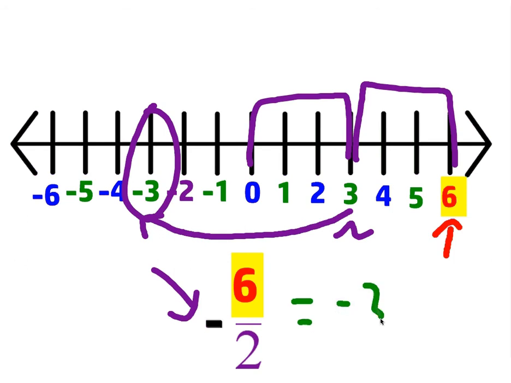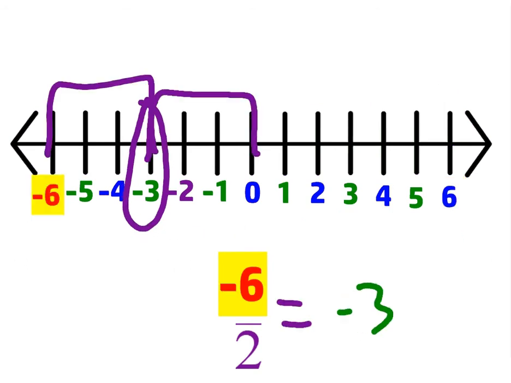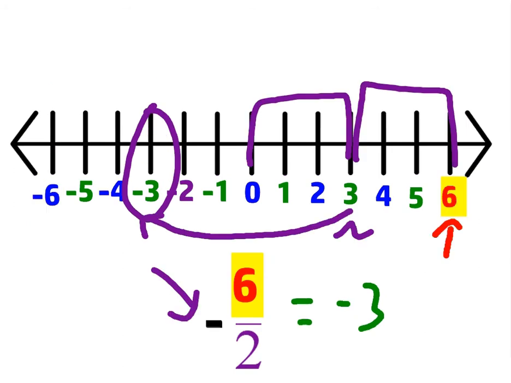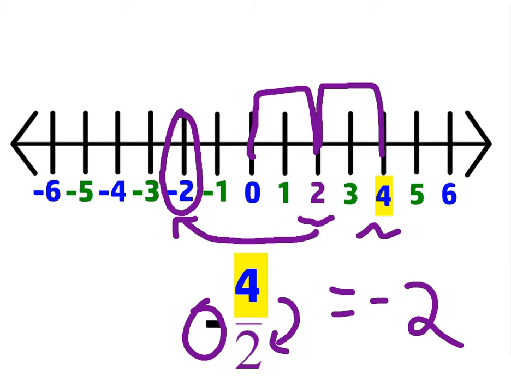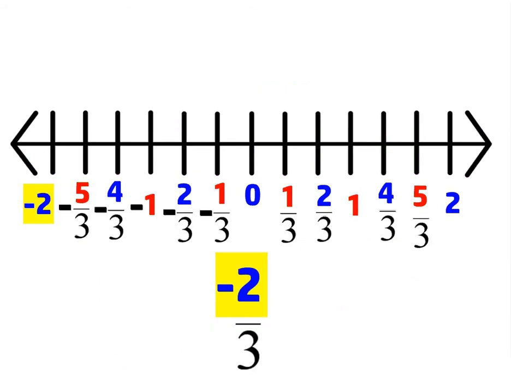So again, what we're seeing is negative 6 over 2 gives you the same answer as 6 divided by negative 2. So these two are the same. And then before, I'll just go ahead and show this. Negative 4 over 2 is the same as negative, and then 4 divided by 2. Alright, let's do one more.